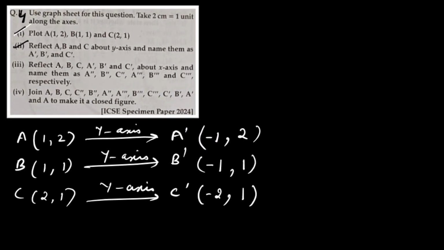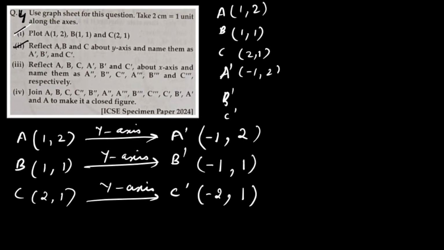Third part: reflect A, B, C. A dash, B dash, C dash also we have to reflect about the x-axis. So now all these reflections, A, B, C, A dash, B dash, C dash, these reflections we have to do in the x-axis. So I'll just rewrite these points.